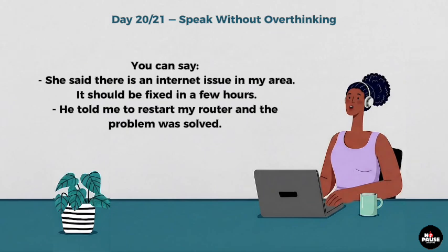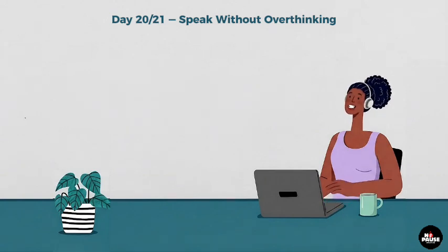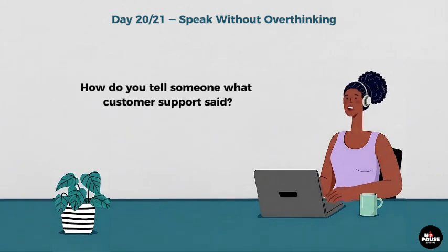You can say, "She said there is an internet issue in my area. It should be fixed in a few hours." Or, "He told me to restart my router, and the problem was solved." Now your turn. How do you tell someone what customer support said?